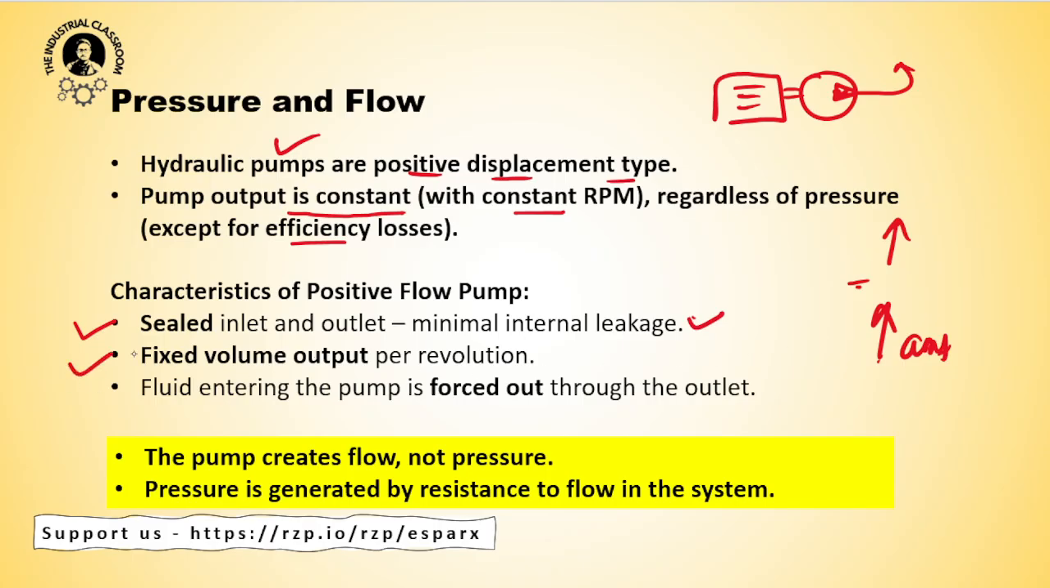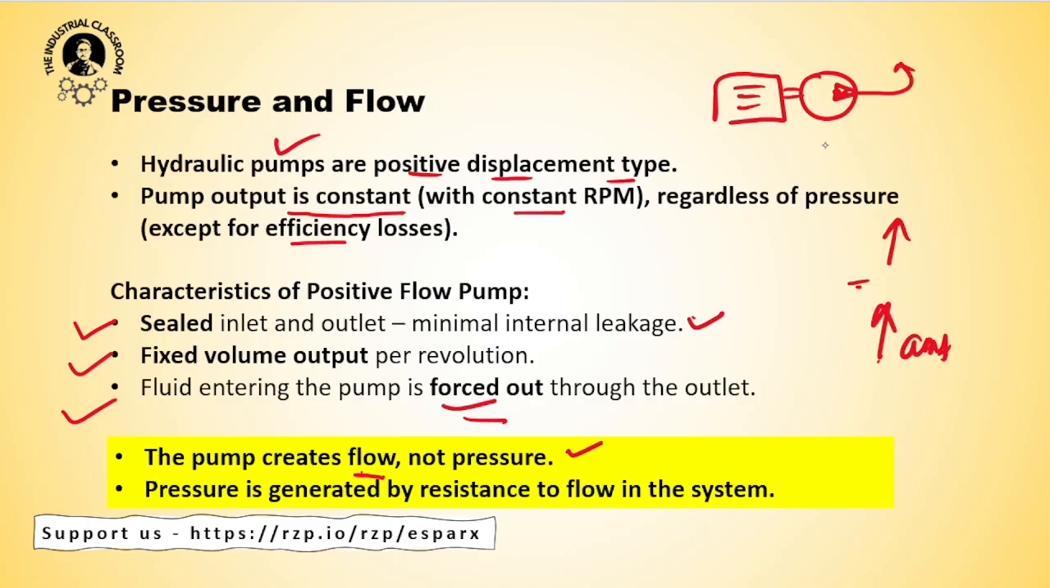Second, the output volume must be fixed per revolution. Per revolution maybe 1 liter or 2 liter, so this is fixed volume. Second, fluid entering the pump is forced out through the outlet. The fluid is forced out with some pressure, with some flow. Remember now the question that I asked, the pump creates flow, not pressure.